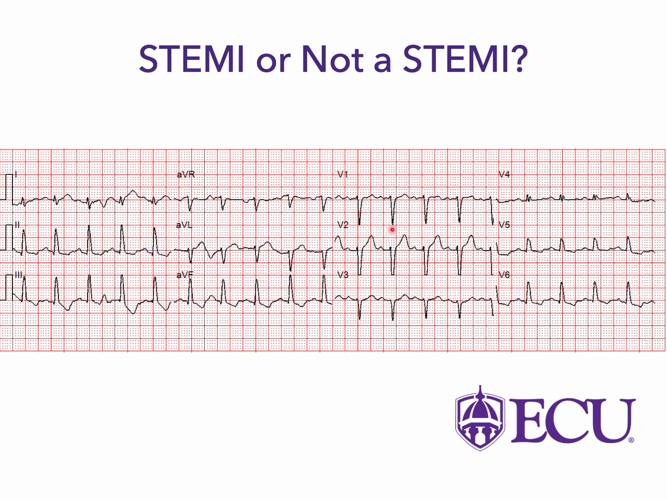left bundle branch block. In this case, we're looking for that Sgarbossa criteria. Is there concordant elevation or depression, or is there inappropriate discordance? Looking lead by lead, this all looks pretty good. We have a negative QRS complex here. There's some elevation here, but that's appropriate. Negative with appropriate elevation here. Nothing meeting criteria there. This looks pretty isoelectric here.